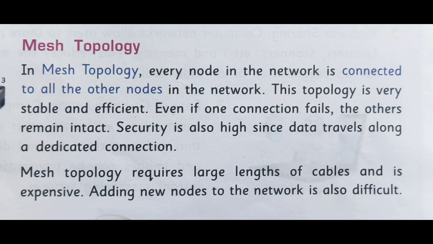In mesh topology, every node in the network is connected to all other nodes in the network. This topology is very stable and efficient. Even if one connection fails, the others remain intact. Security is also high since data travels along a dedicated connection. Mesh topology requires large lengths of cables and is expensive. Adding new nodes to the network is also difficult.